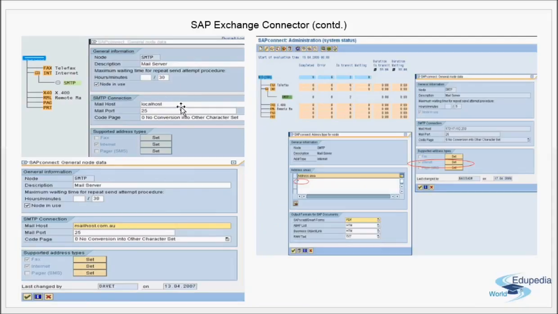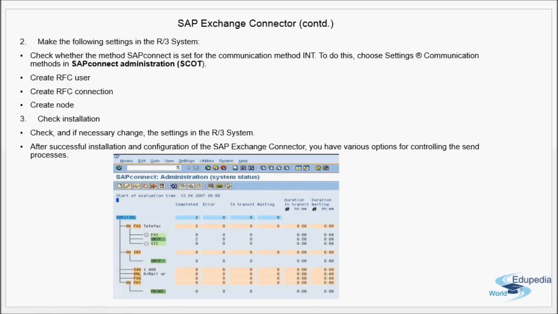Okay, so here you give the address of that server, you give the port, and you can also restrict what types of addresses it will accept during its communication. So during daily monitoring, now we run the SCOT transaction, that is the SAP Connect administration transaction. Here we need to monitor the number of entries which are especially in error and waiting status. Completed ones are the good ones, so we need not worry about them.